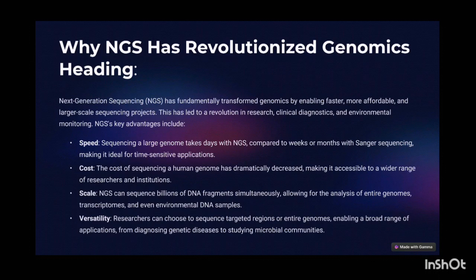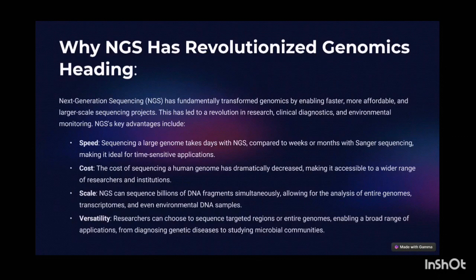NGS is incredibly faster compared to the traditional method. While standard sequencing might take weeks or even months to sequence a large genome, NGS can accomplish the same task in a few days. This is essential for time sensitive applications such as diagnosing a genetic disorder or tracking an outbreak of infectious diseases. And next, the cost. When the human genome project was completed using Sanger sequencing, it cost approximately $2.7 billion to sequence the first human genome.